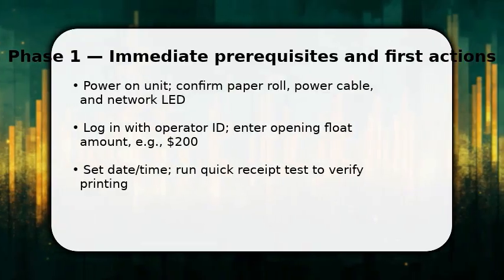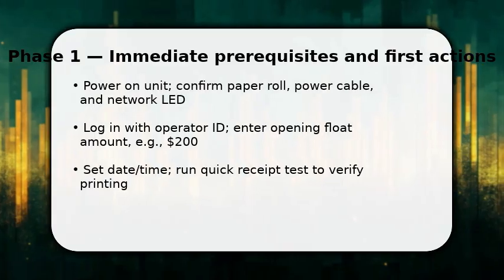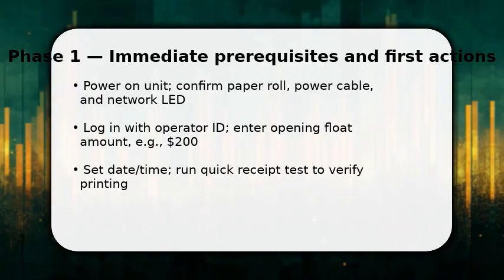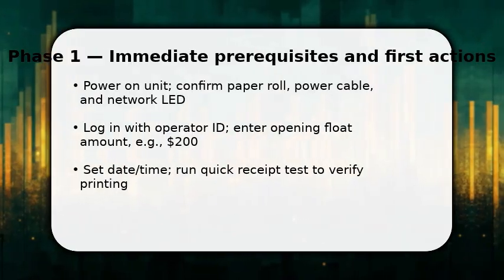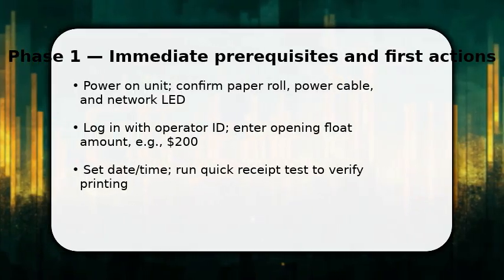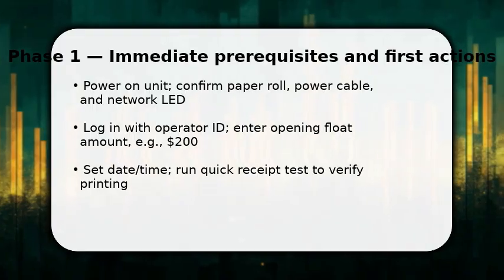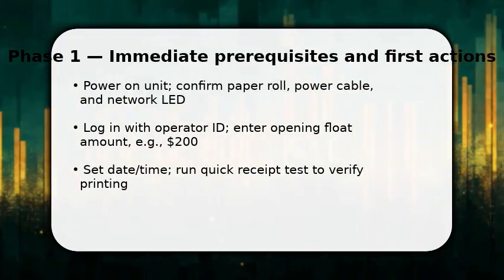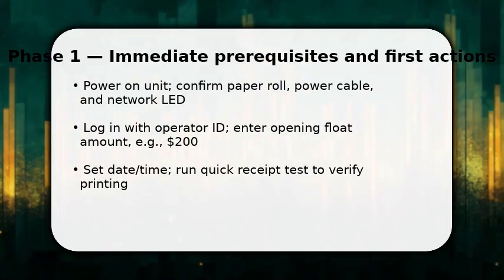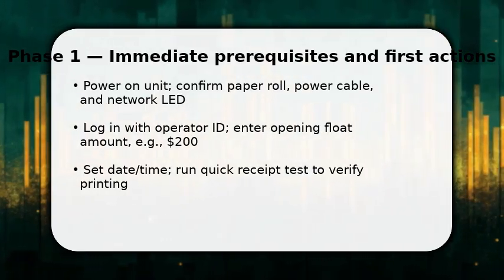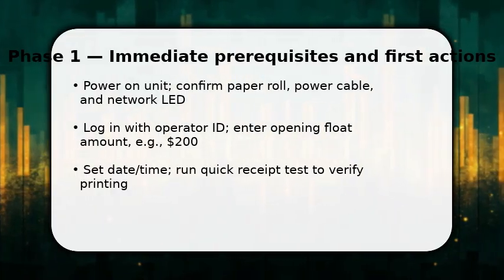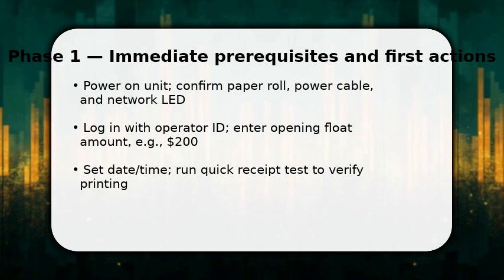You begin by powering the electronic cash register and confirming supplies: paper roll, cables, and network. Once done, log in with your operator ID and enter the opening float, for example $200, to initialize transactions for your shift. Make sure the date and time are correct, because receipts and reports depend on them. Finally, print a quick test receipt to verify the printer and cutter work. This first sequence gets the register ready, so you can ring sales accurately and avoid reconciling errors later.